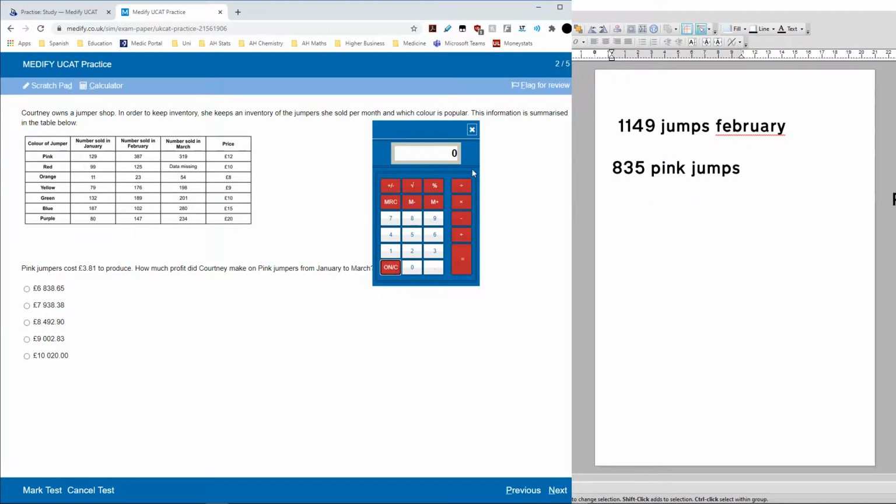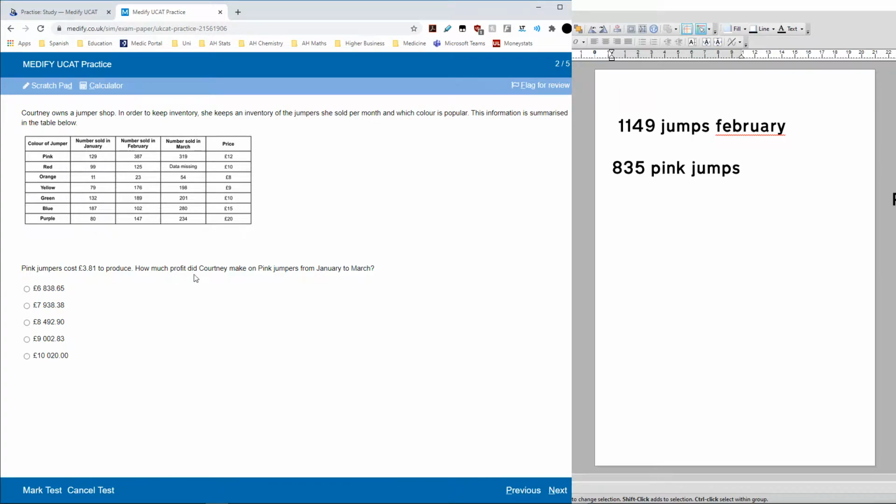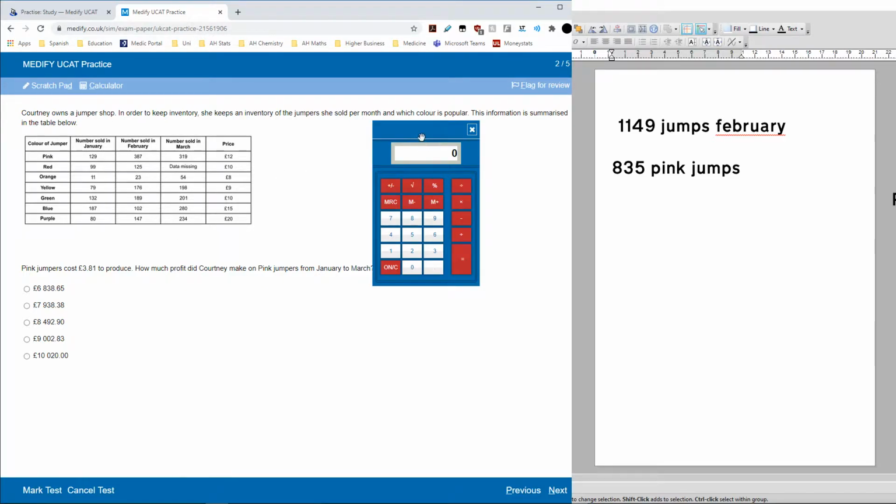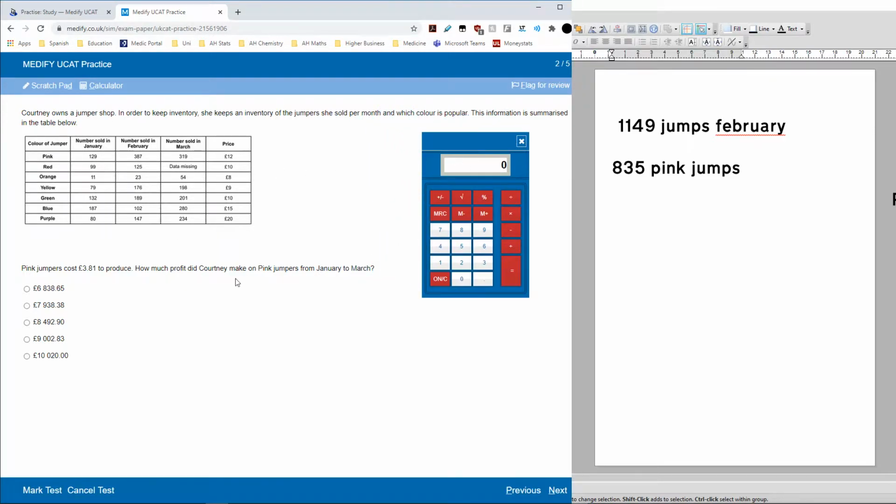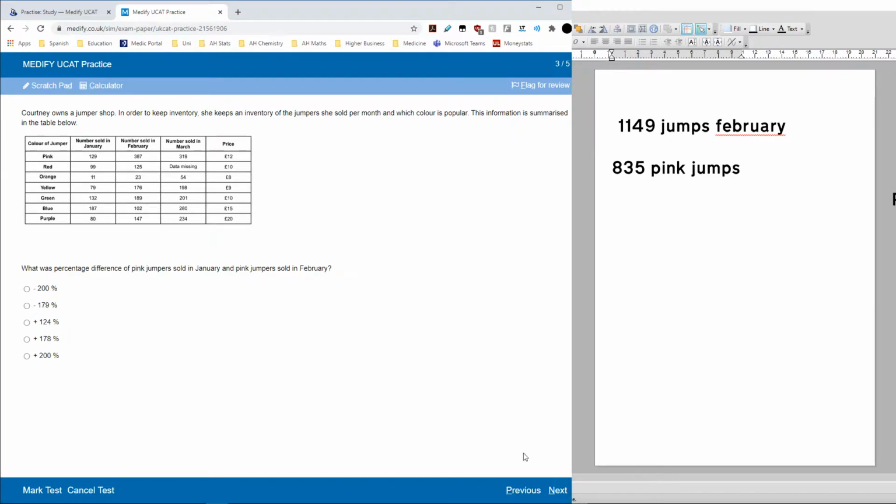Now, the quickest way to do this is to work out the profit of one. The profit is the price it's sold for, take away the price it's produced for. So we know that it's sold for £12, and we take away the cost of production, which is 3.81. So every time she sells a jumper, she makes £8.19 in profit. Now we know that she sold 835 pink jumpers, so we times this number by 835, and we get £6,838.